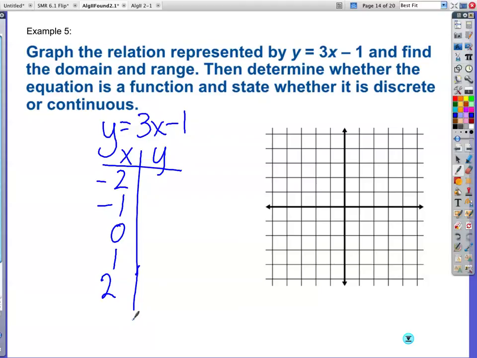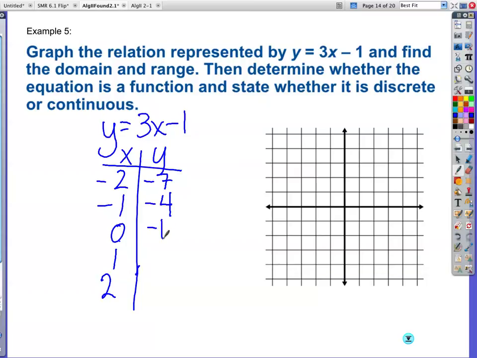All right? That means you put negative 2 into the equation. So 3 times negative 2 is negative 6, and negative 6 minus 1 is negative 7. Then I put negative 1 in for x. Negative 1 times 3 is negative 3, minus 1 is negative 4. That's what my y value comes out to be. Then 0 times 3 is 0, minus 1 gives negative 1.